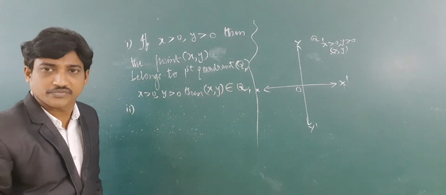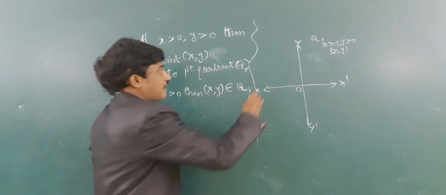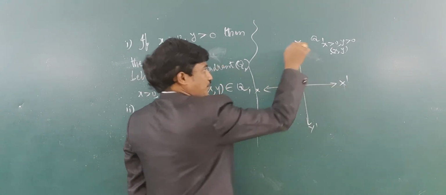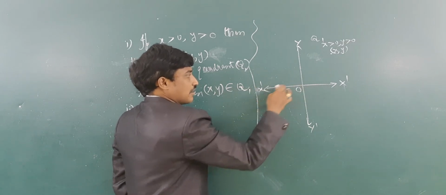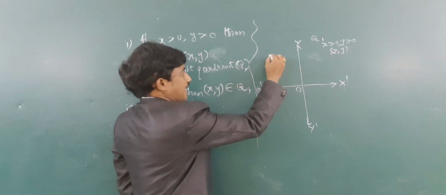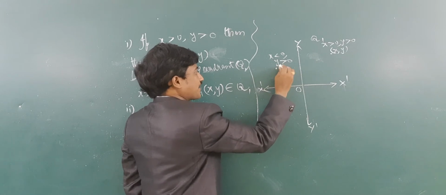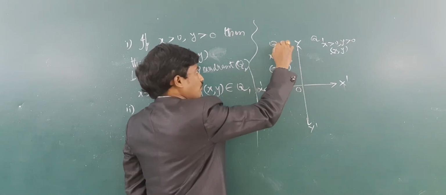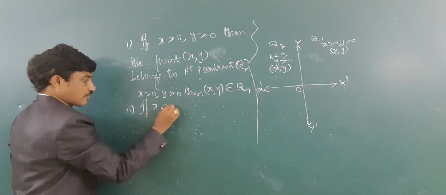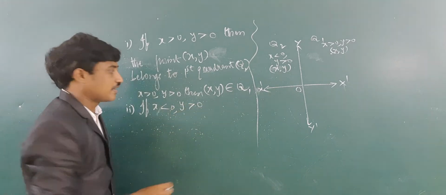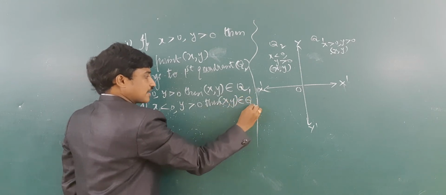If both are positive, then the point (x, y) belongs to Q1. If x is negative and y is positive, that means x less than 0 and y greater than 0, then the point (x, y) belongs to the second quadrant, Q2.